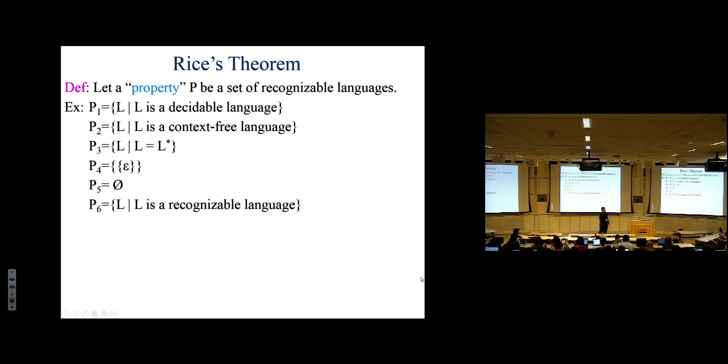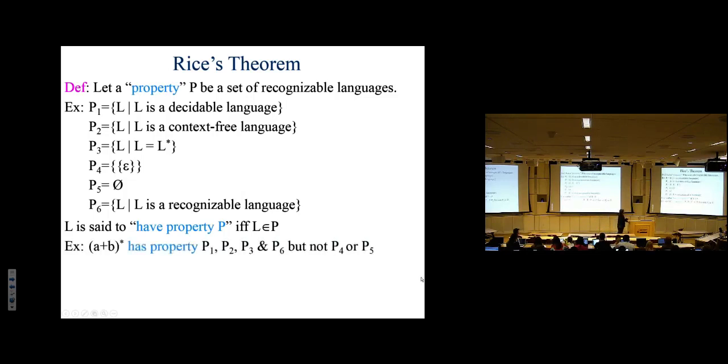P6 is all recognizable languages, so that's all of them. Right? So that's the complete set of languages in there in P6, which means every recognizable language has this property. It's an element of P6. Okay. So L is said to have a property if simply it's a member of that set. Okay. So it's just so far just a definition and a few examples.